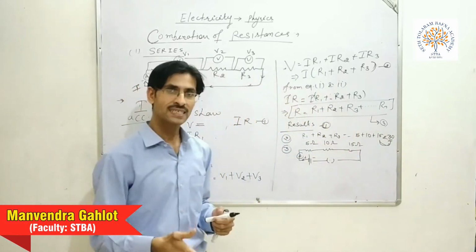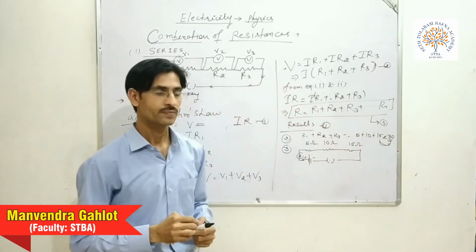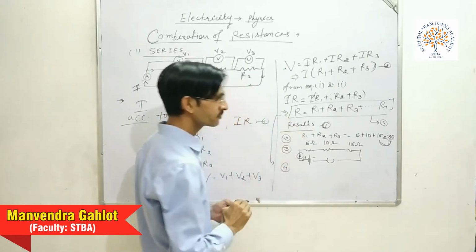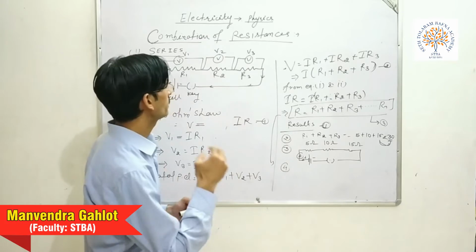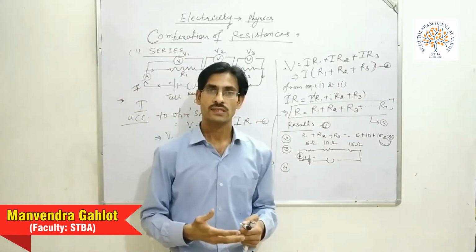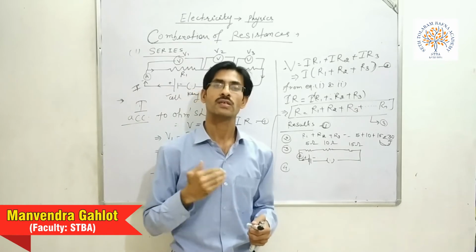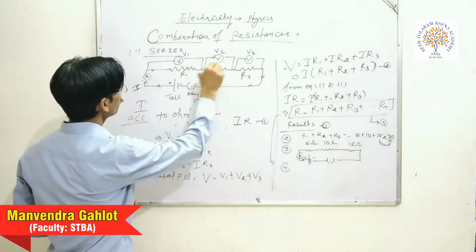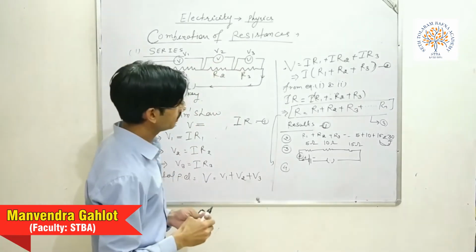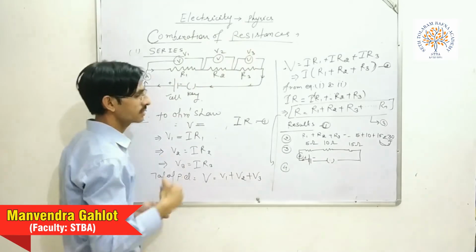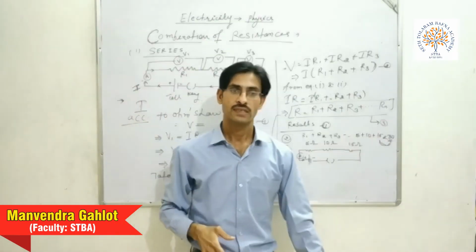than the maximum resistance. At last, the fourth result of series combination: in series combination the potential differences are different for different resistors. So the V1, V2, V3 are different for different resistors.